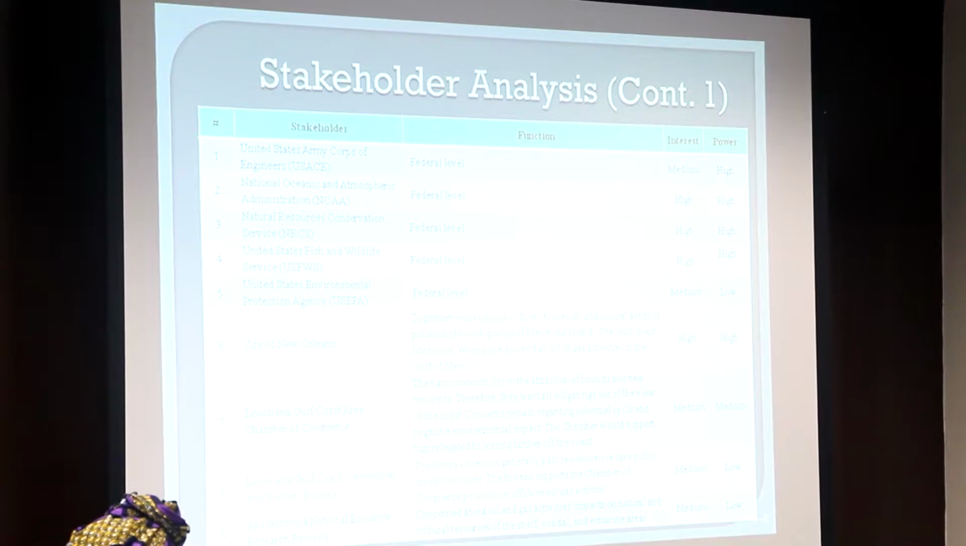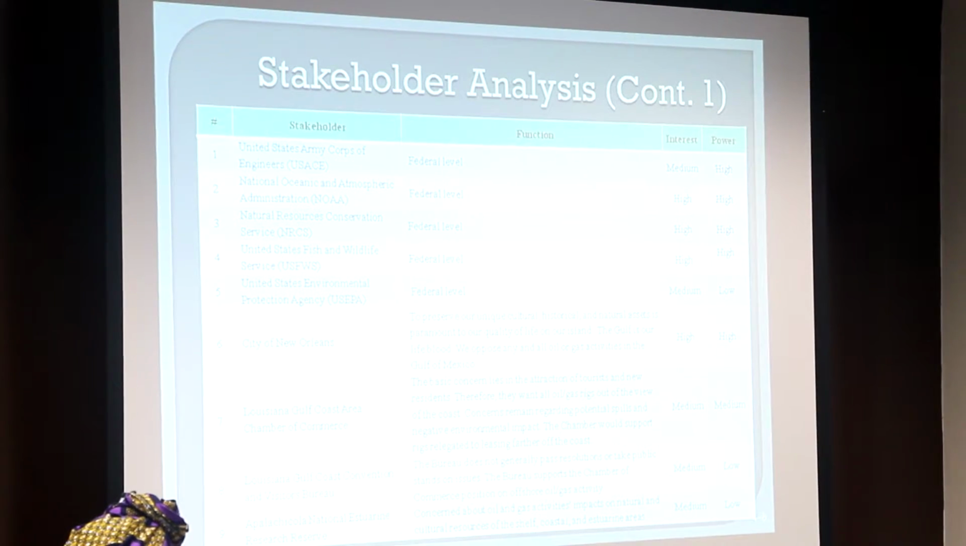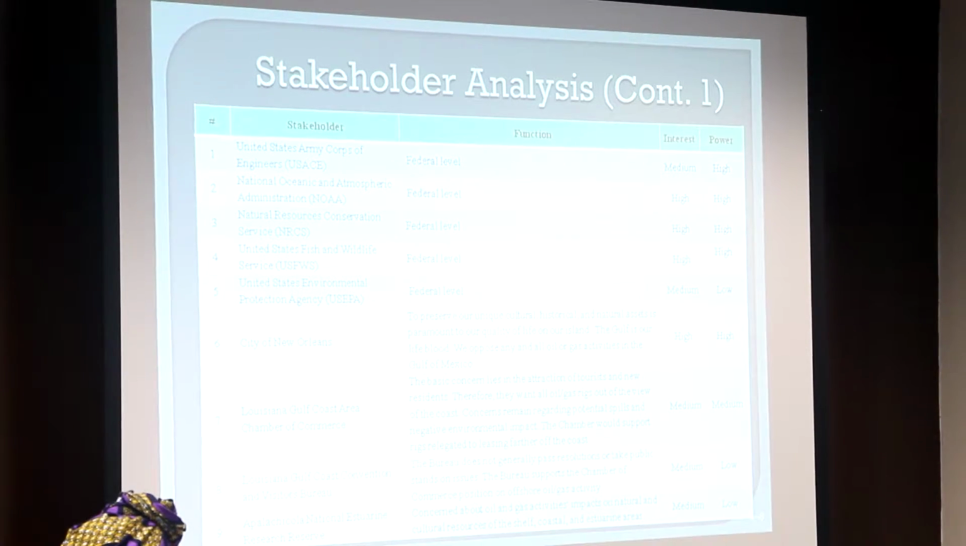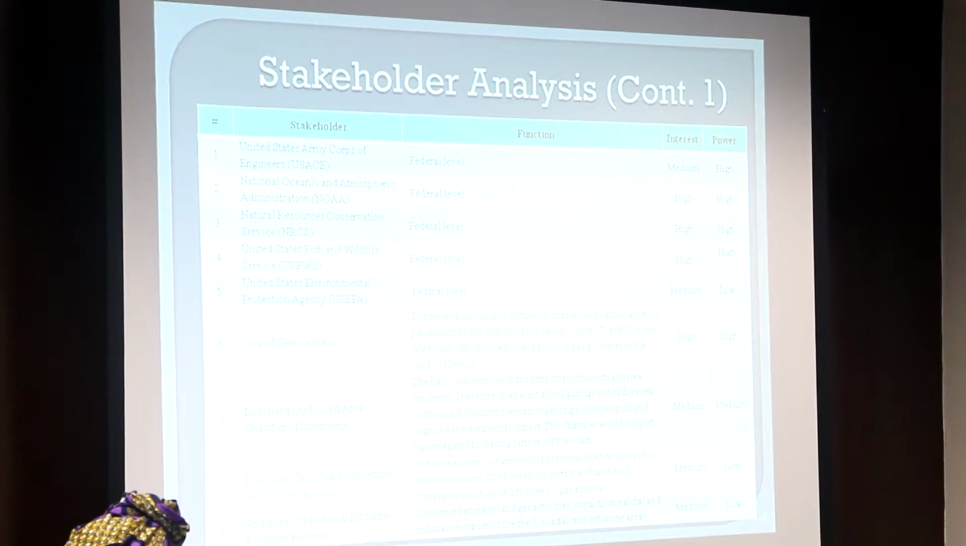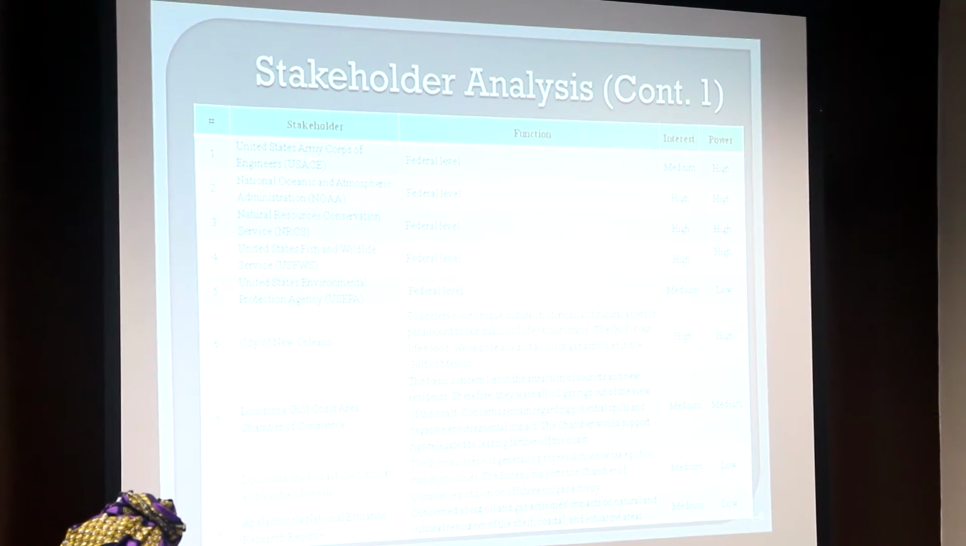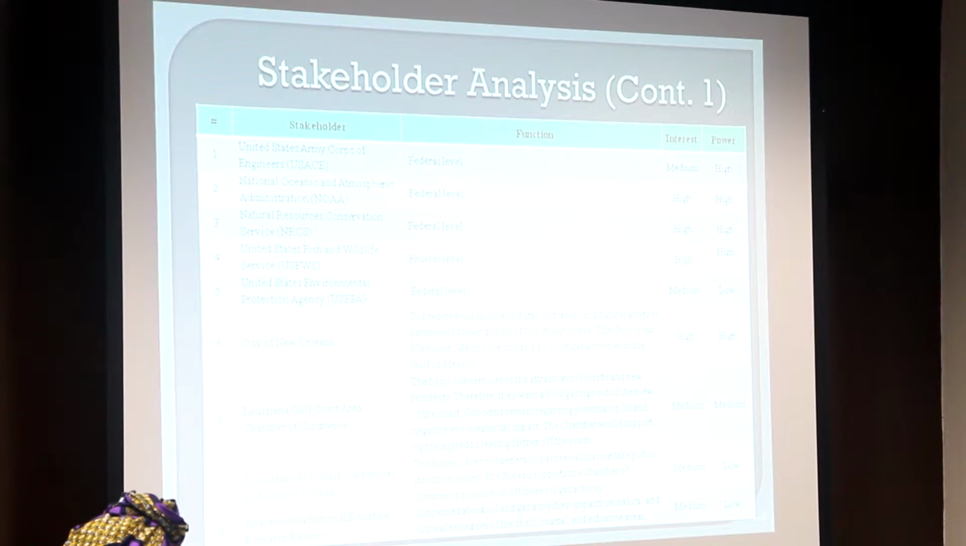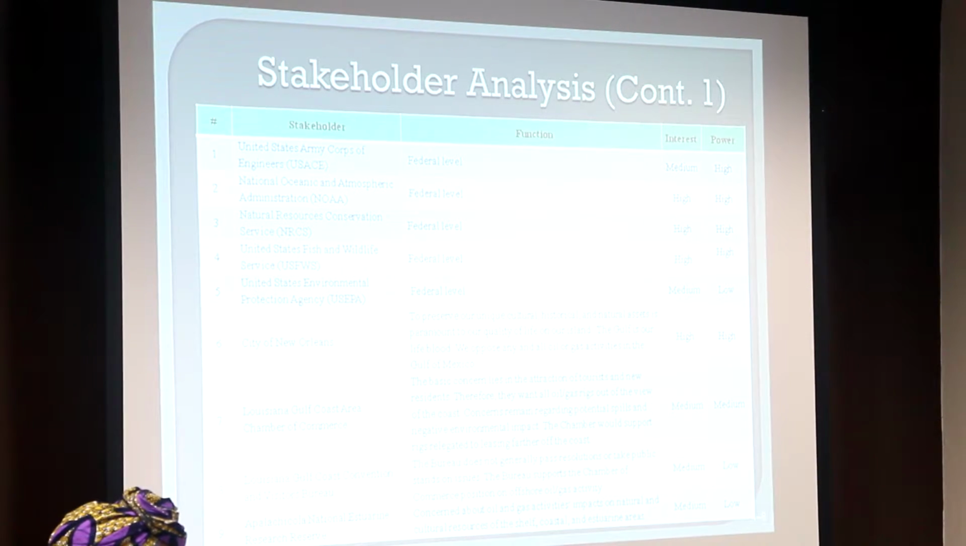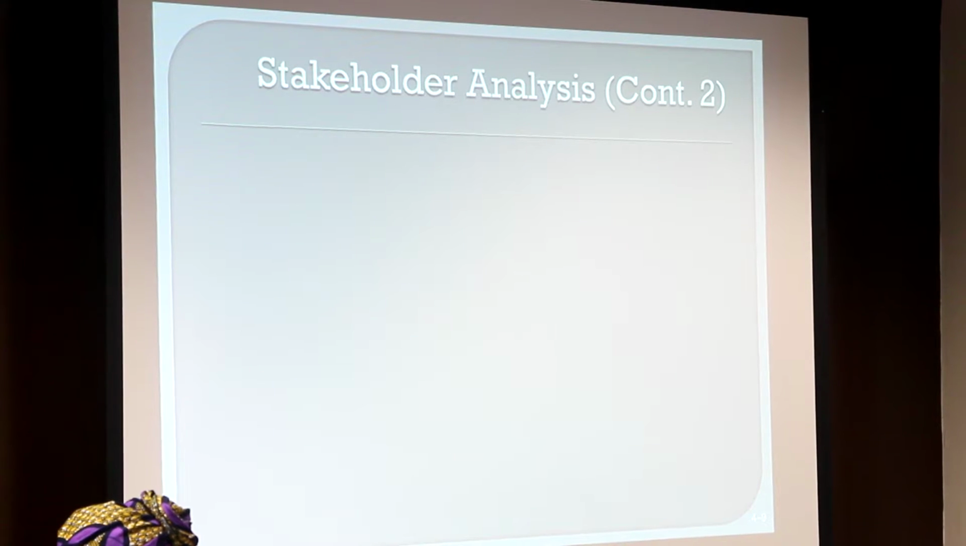Why did they do this? Because they wanted to know who has that power, and who has that interest. The United States Army Corps of Engineers, this is the federal level, they have high interest because they are helping the contamination cleanup. The city of New Orleans, the Louisiana Gulf Coastal Area Chamber of Commerce, the Louisiana Gulf Conservation, and then the Visiting Bureau. So they identified 15 stakeholders. They analyzed them into their power and their interests, and it goes on.